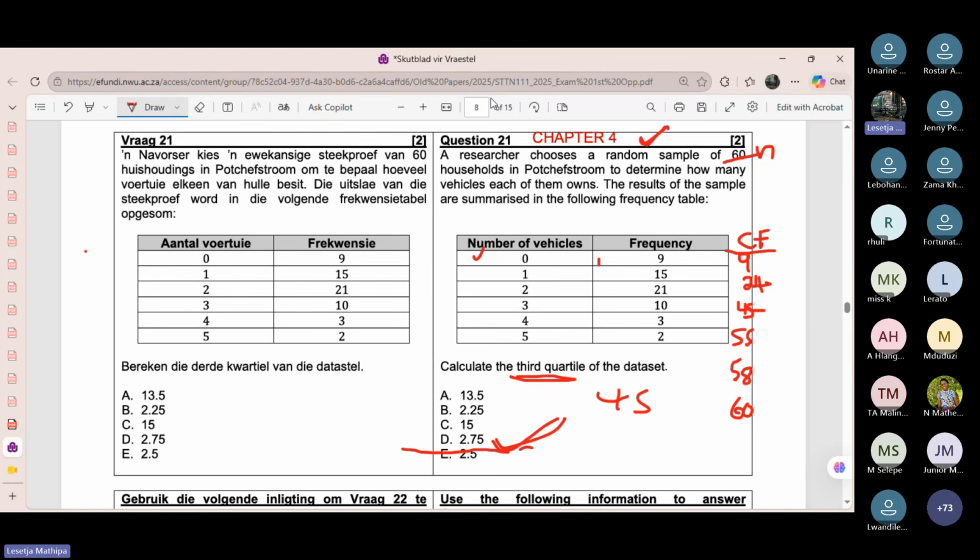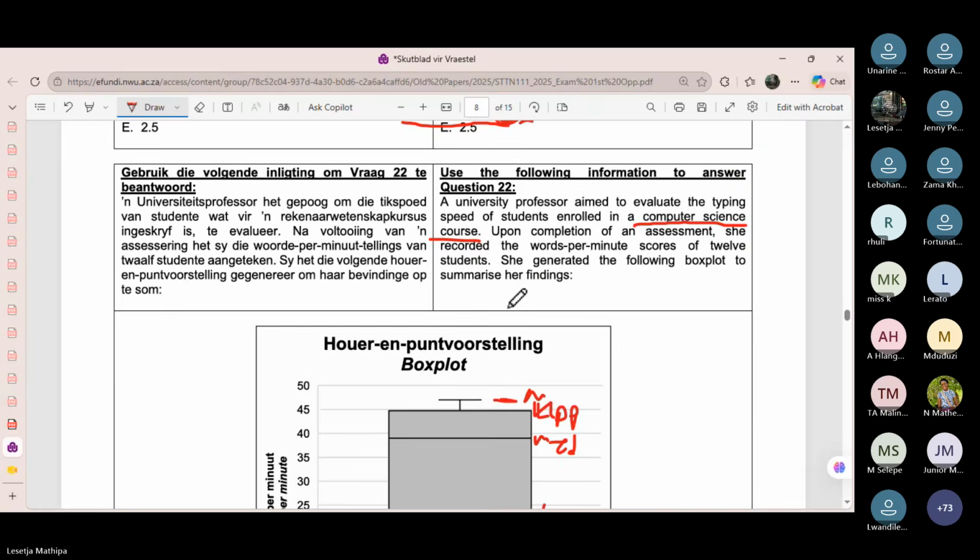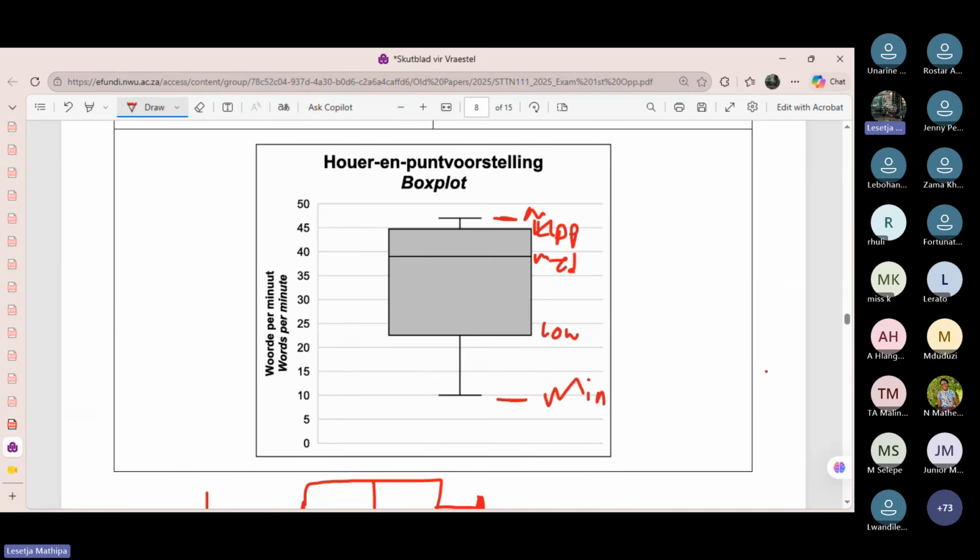So any questions? If you still don't understand, if you used the first method and you don't understand how to get to the answer, you can just send me a message now. I'm going to check the messages after the session.